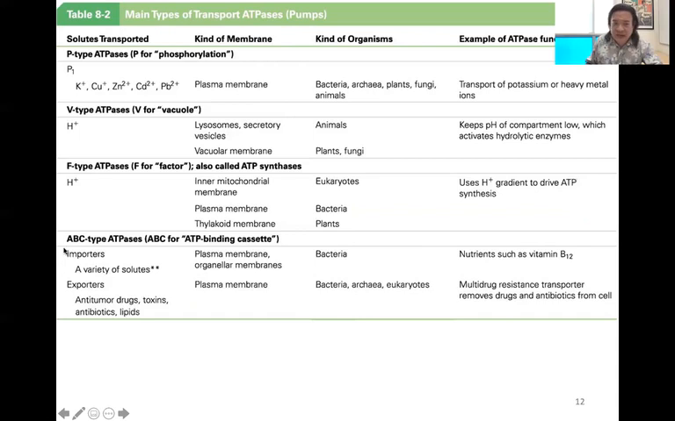And the 4th type are these ABC type ATPases, which ABC just means ATP binding cassette. Many of these are used to transport small inorganic molecules out of the cell. So for example, different types of poisons or medications or drugs that get into the cell, right? The cell needs to kind of get rid of those. So many of these ABC type ATPases use energy to pump them out.